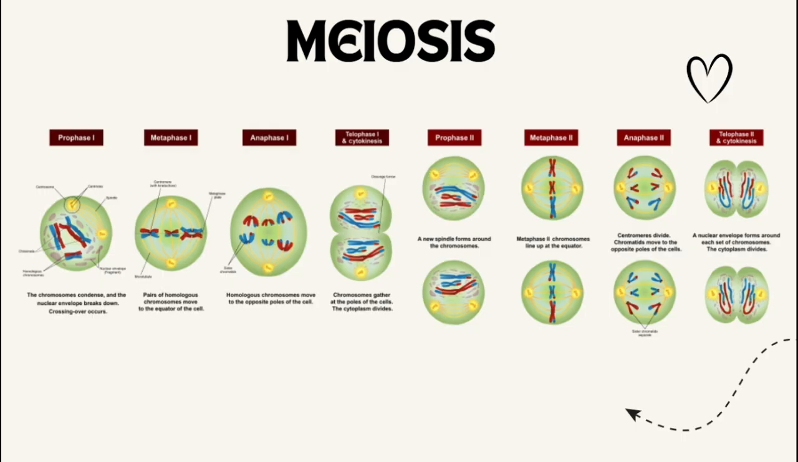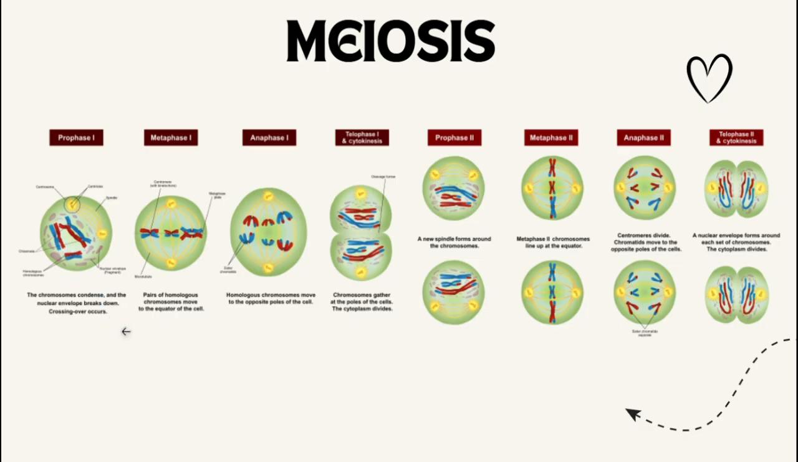So the first round of meiosis is basically just mitosis, right? But bear in mind that meiosis is the division of sex cells. So we're talking about genetic variation and all of that, and we get one from each parent. That's the difference between mitosis and meiosis.